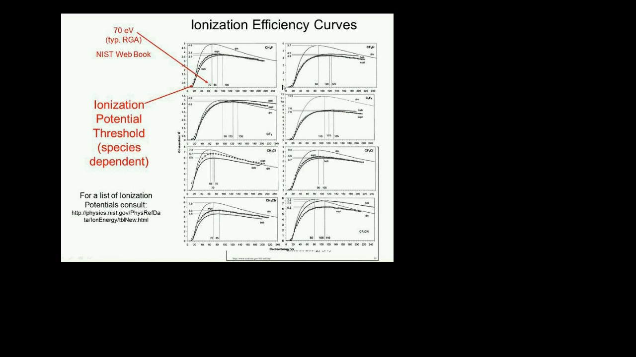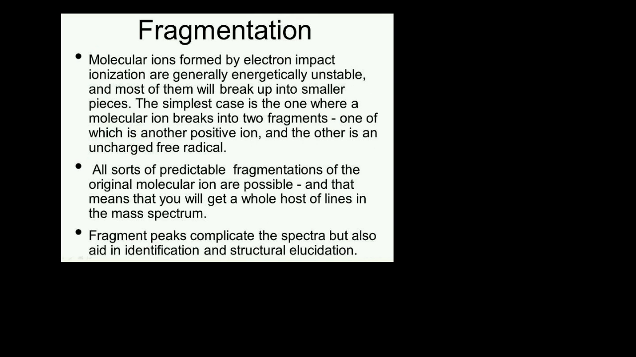The other thing you can see is that many of these species do not start to ionize until you hit, for example, 20 electron volts. So it is possible, if you have a lot of organic compounds, to set your electron energy so that only certain species in the ionizer ionize while the other ones do not. You can do what's called differential ionization, where you only ionize the species that you want. This ionization potential threshold, which is what I'm talking about, is obviously species dependent.